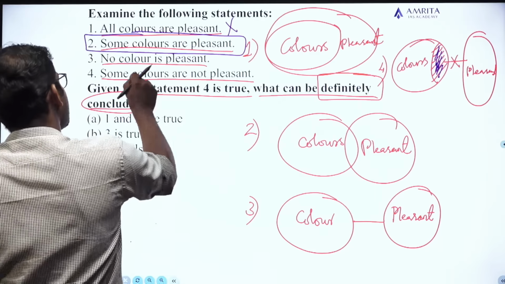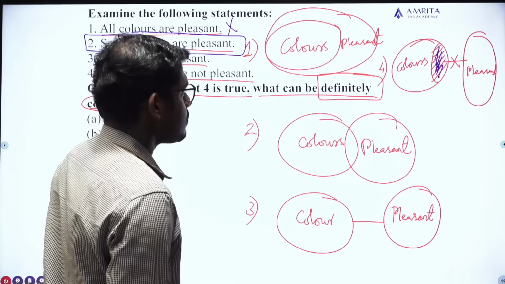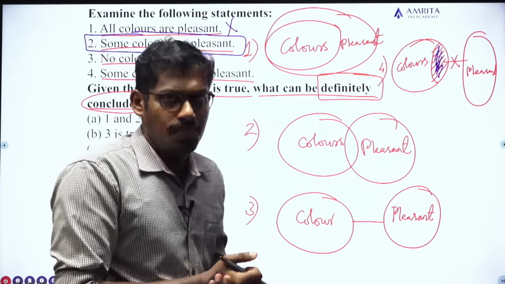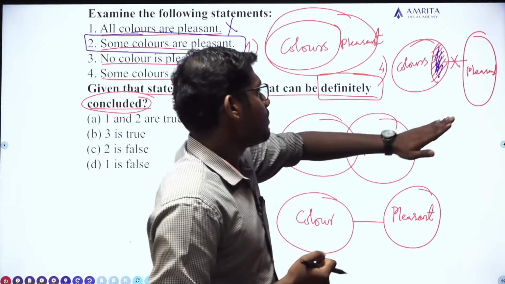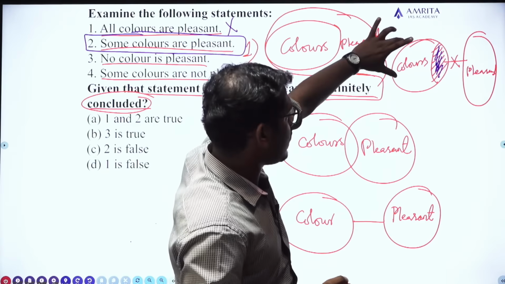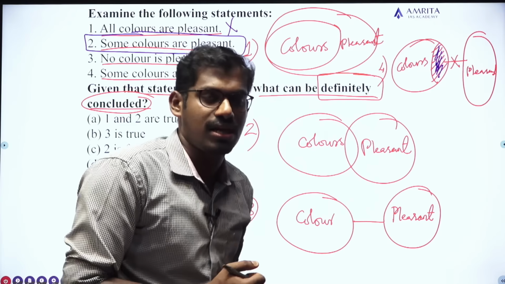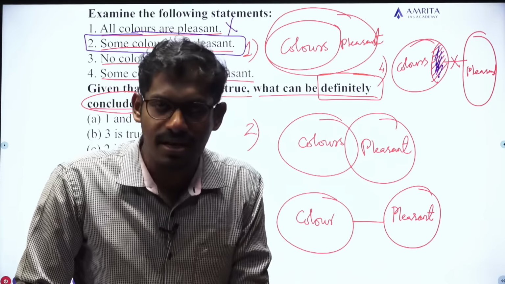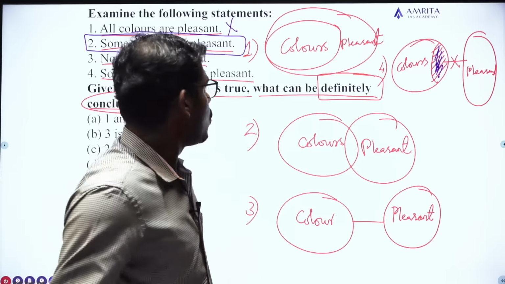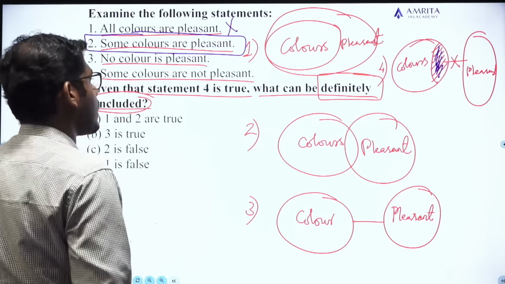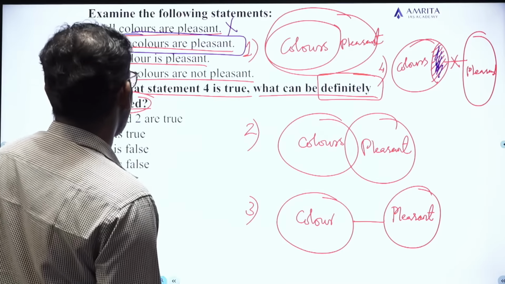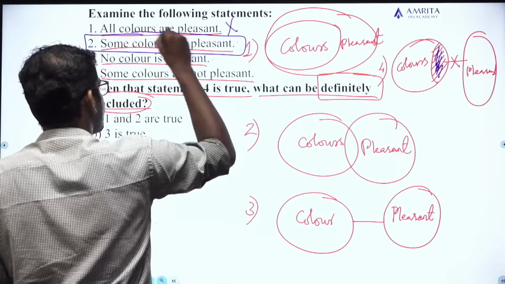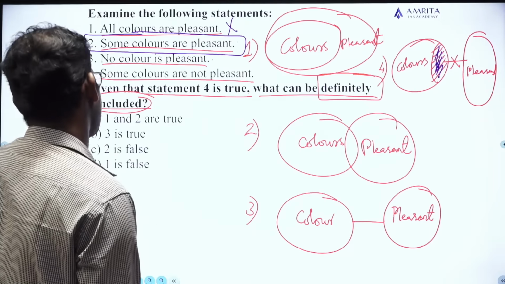Okay. The third one, no color is pleasant. See, the fourth one says some colors are not pleasant. We don't know what the case of the other colors is. Whether the remaining are also not pleasant or whether the remaining are pleasant, we cannot definitely say anything. So, we cannot definitely say that no color is pleasant. So we cannot say that it is definitely true or definitely false. Here also we cannot say that it is definitely true or definitely false.